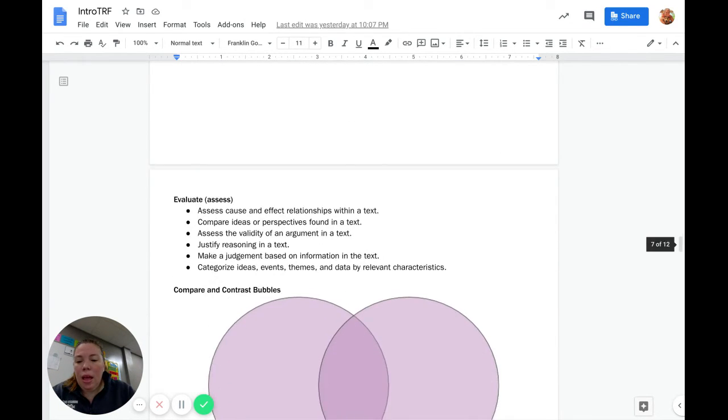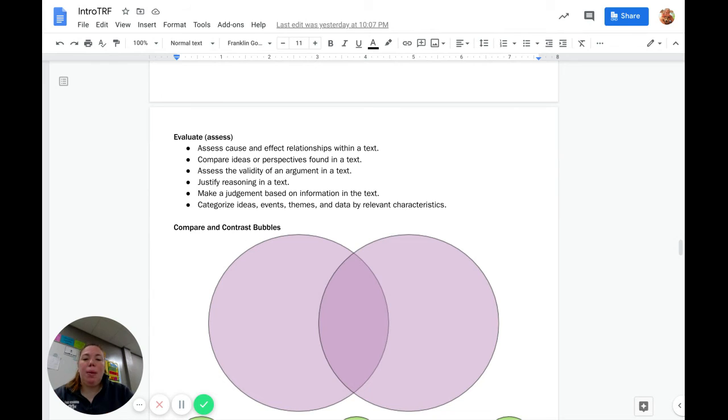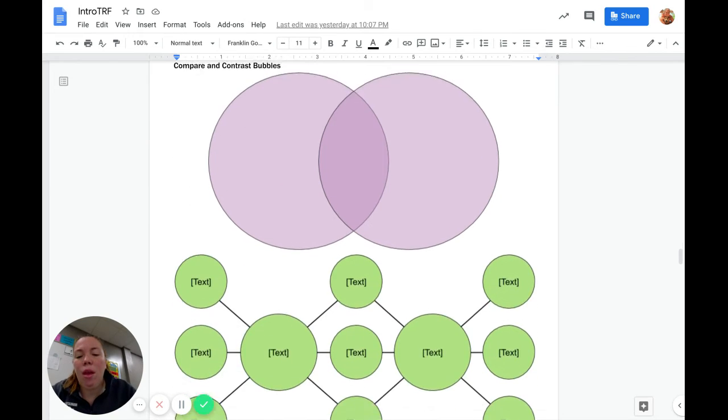Okay. Evaluate and test. Compare and contrast bubbles. Kind of crazy to call it that. We all have heard that called a Venn diagram. But what do this bubble and this bubble have in common? Think back to Uno. What does Uno have in common with the game Spoons? What does Uno have in common with another great game, Phase 10 maybe, right? What do they have in common? But also, what is different?